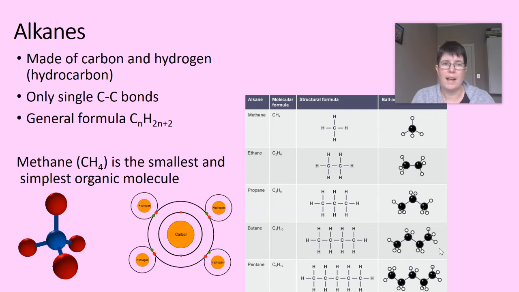So just a reminder what alkanes are. They're made of carbon and hydrogen. They're hydrocarbons. They have only single carbon-carbon bonds, and their general formula is CnH2n+2. Methane is the smallest and simplest organic molecule, and it's an alkane. So if it hasn't got any other obvious functional group, it's probably an alkane. So we've got ethane, right up to pentane and octane.